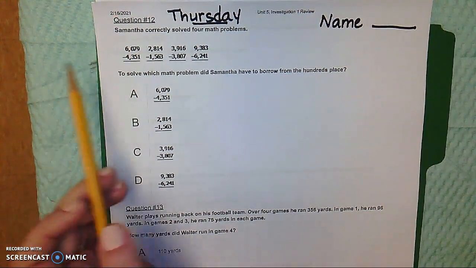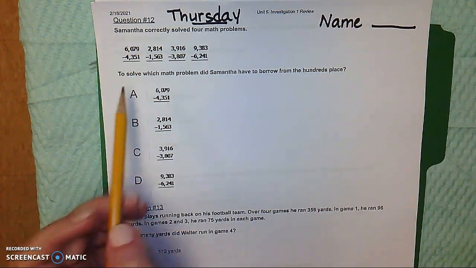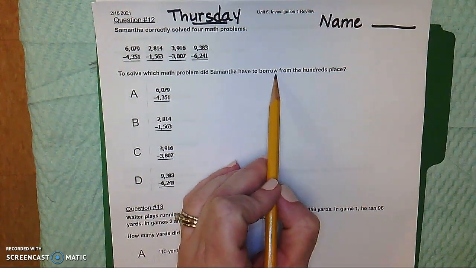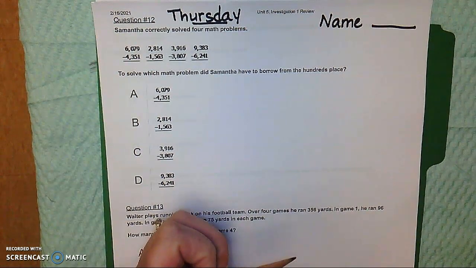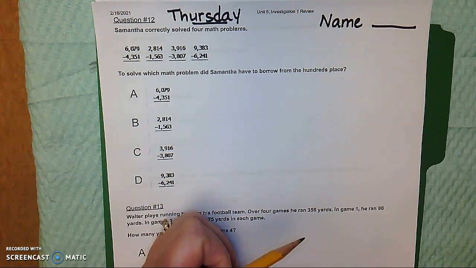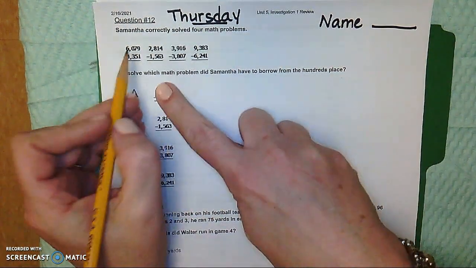So, question number 12. Samantha correctly solved 4 math problems, and these are the 4 math problems. To solve which math problem did Samantha have to borrow from the hundreds place? The only way to completely figure out which one she had to borrow is to actually go through the 4 problems and see where you have to borrow in the hundreds place. So let's start right here.